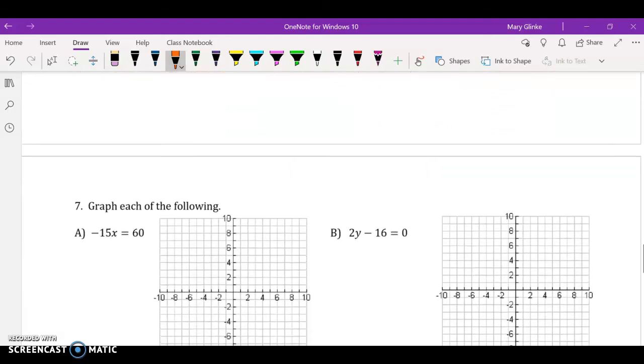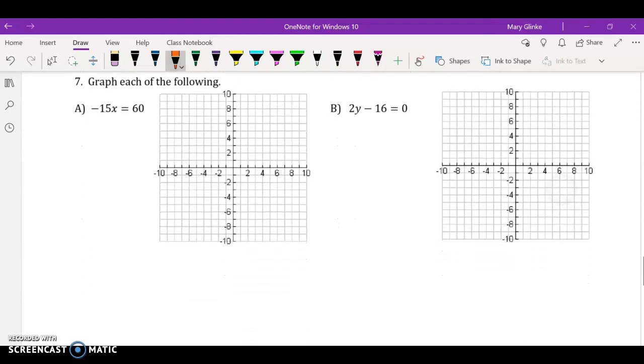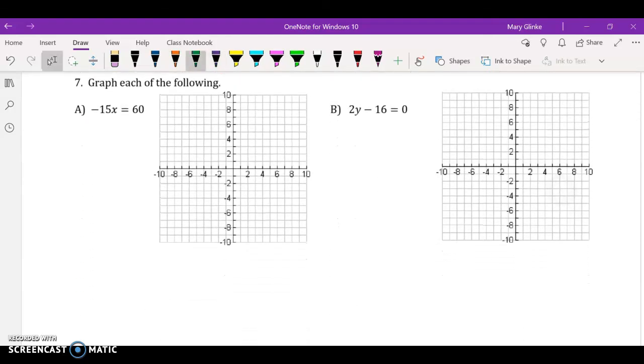So not only can we write equations of these lines, but we can also graph them. It seems weird for this first one. It says graph this, but it doesn't really have the equation given to us in a nice form. So what we can do is go ahead and solve for x. We get x equals -4. So I'm going to go to my x-axis and go to -4. And since it's x equals, that means it's going to be a vertical line through -4.